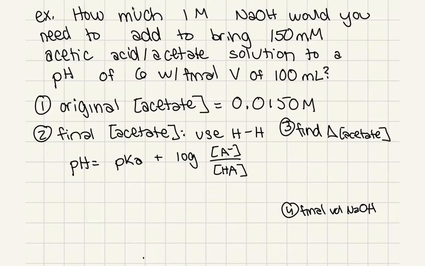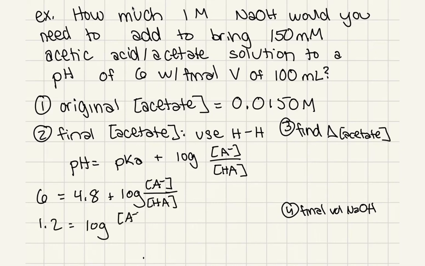Now we're going to find the final concentration of acetate. To do this, we're going to use Henderson-Hasselbalch because remember, we're adjusting the pH. So we want to get to a pH of 6 equals our pKa, 4.8, plus log of our acetate over our acetic acid. Now we have 1.2 equals log of acetate over acetic acid. We're not adding acetate, we're adding NaOH.